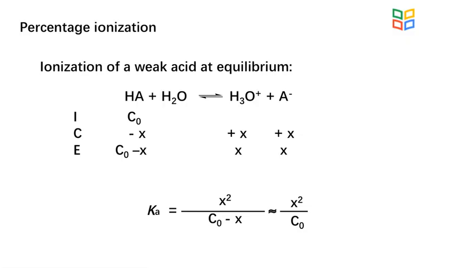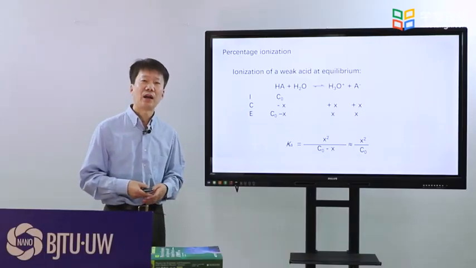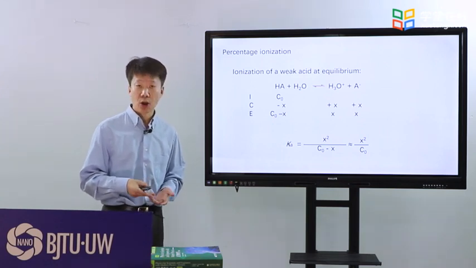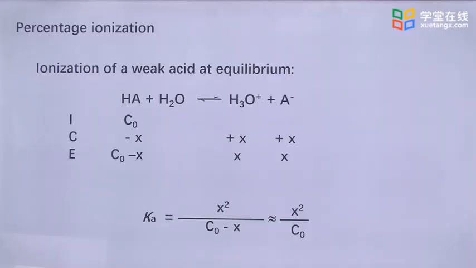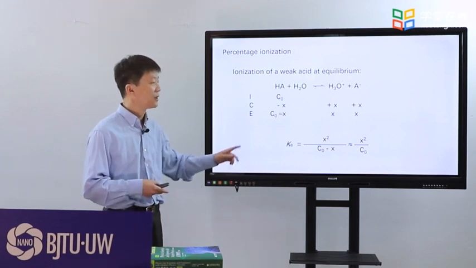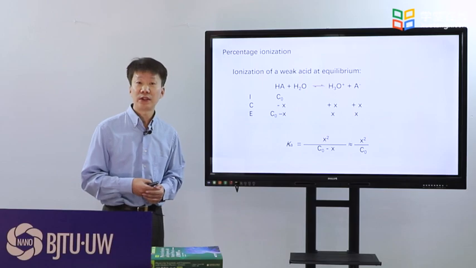Consider the ionization of a weak acid at equilibrium. We can get the Ka expression with a tabular approach, assuming X moles per liter acid ionizes in the process. It's a weak acid. The concentration of the ionized acid is low. So X is less than C0, and can be neglected. Then we have Ka equals X squared over C0.